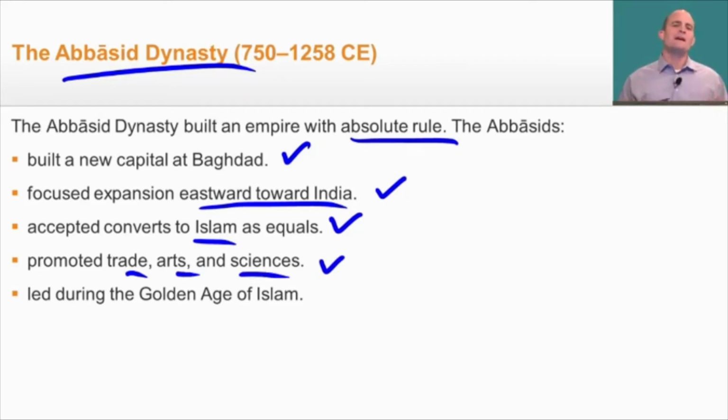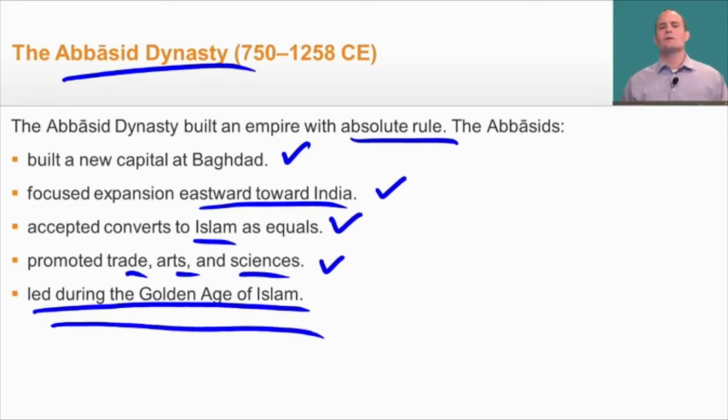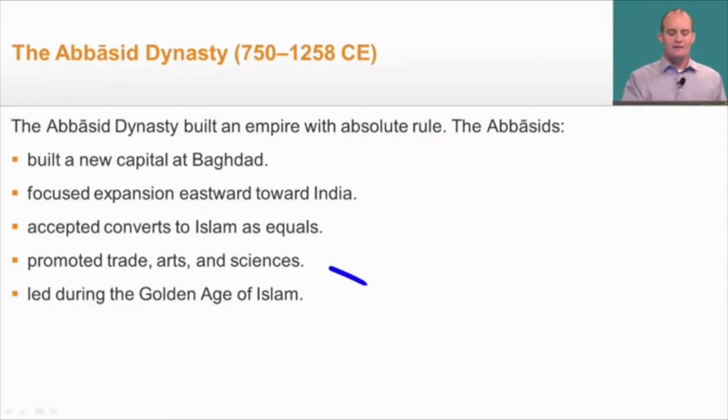But the big takeaway here is that during the Abbasid dynasty, you saw the rise of the golden age of Islam, which really saw an expansion and many achievements in these fields of art, of science, as well as an expanding amount of trade as well.